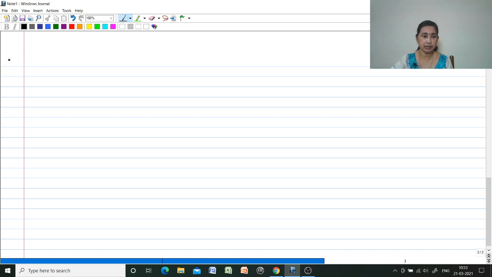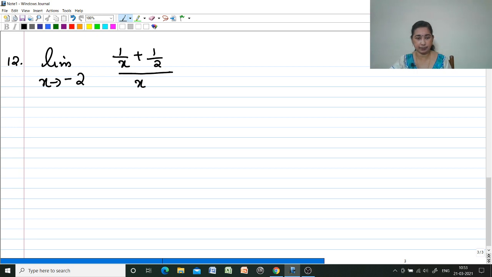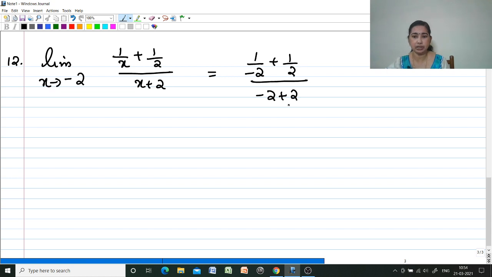Now question number 12. Limit x tends to minus 2, (1 by x plus 1 by 2) divided by (x plus 2). First we directly check what we are getting. If I put x equal to minus 2, we get 1 by minus 2 plus 1 by 2 divided by minus 2 plus 2. The numerator, minus 1 by 2 plus 1 by 2, is 0, and minus 2 plus 2 is 0, so it is in the 0 by 0 form.